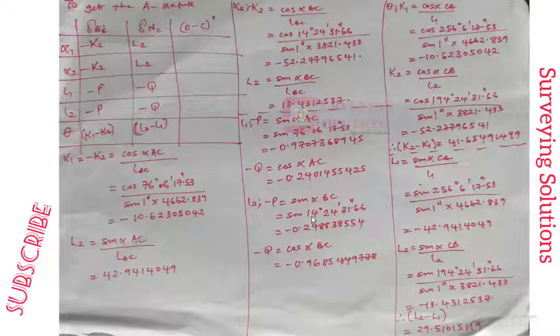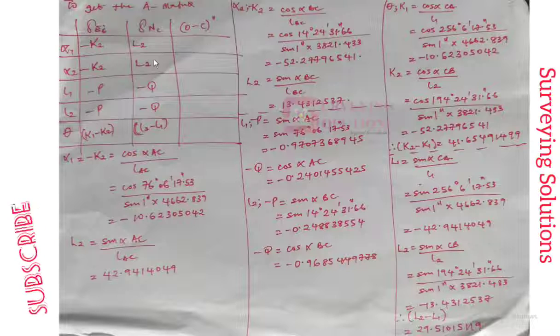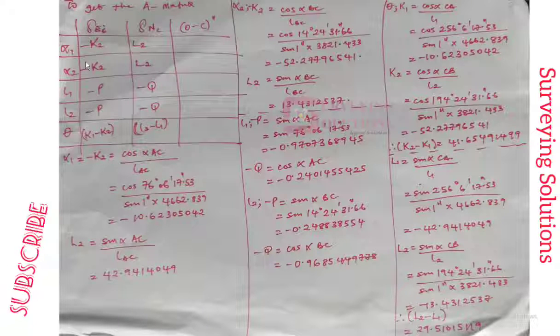Cos of 14 degrees 24 minutes 31.66. You should be able to have 0.9685449778, but it is negative. Are we together? So we are done with the two bearings and the two lengths.